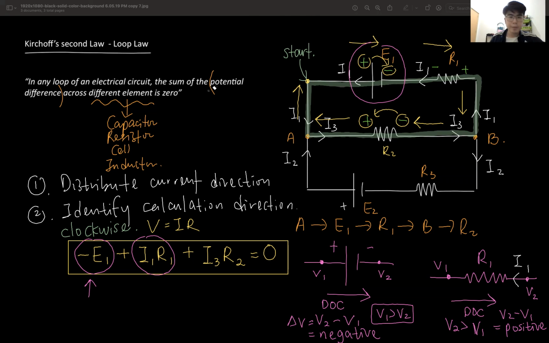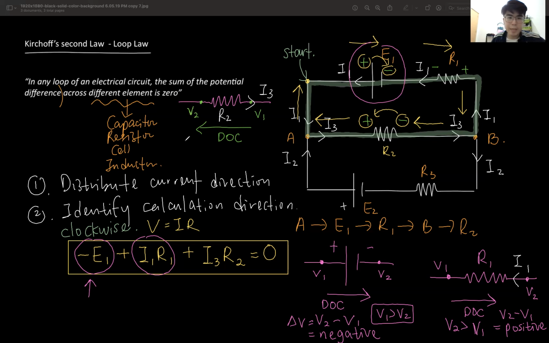Okay. Now, what about resistor number 2? Okay, I draw it here. This is resistor number 2. Put the current in. Oops. I3 is to the right. Okay. Now, where is our direction of calculation? For the R2, we go clockwise, so that means this will be to the left. Going to the left, this is my V1. This is my V2.